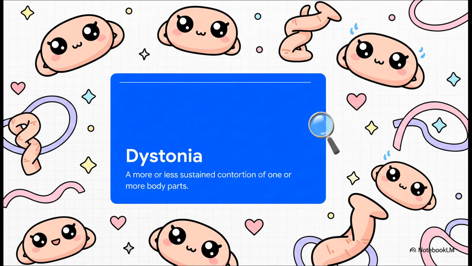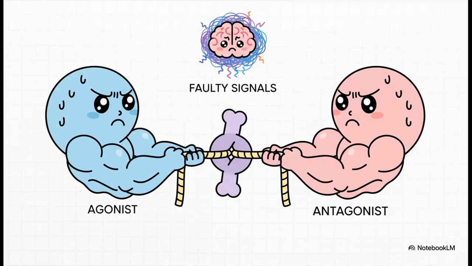That's the term. All it really means is that a muscle is contracting and staying contracted, which causes this twisting motion or forces the limb into an abnormal posture. It's a perfect description for what Alex is experiencing. So what's actually going on under the hood? Well, it's pretty fascinating. See, for any normal movement, like bending your elbow, your brain tells your bicep, the agonist, to contract, and at the exact same time it tells your tricep, the antagonist, to relax.